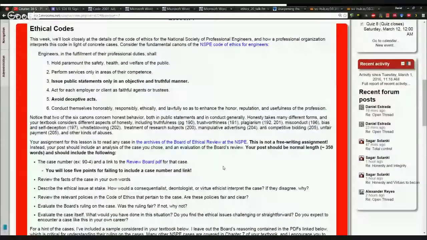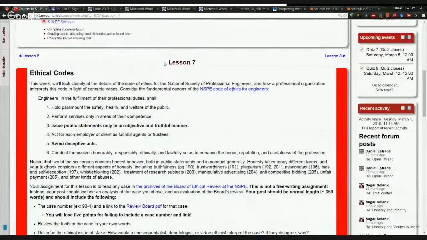This week we'll be talking about codes of ethics. This will probably be a shorter hangout because there's a little bit less content to talk about. So this is lesson 7.